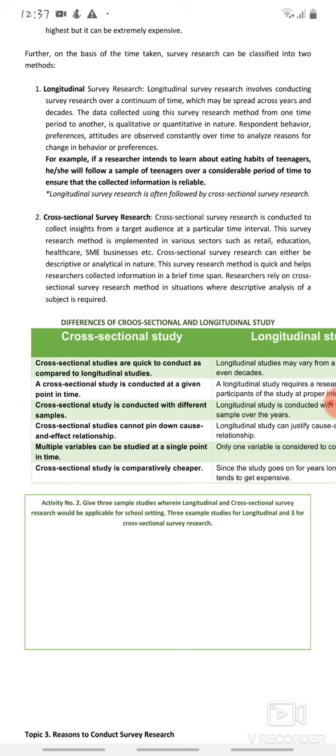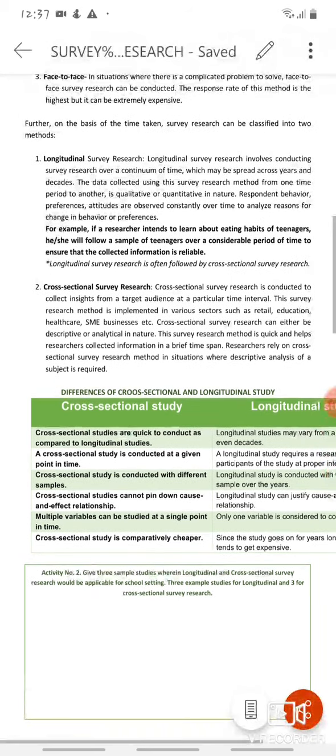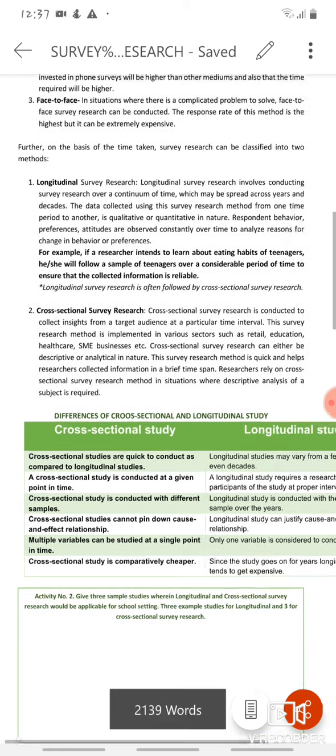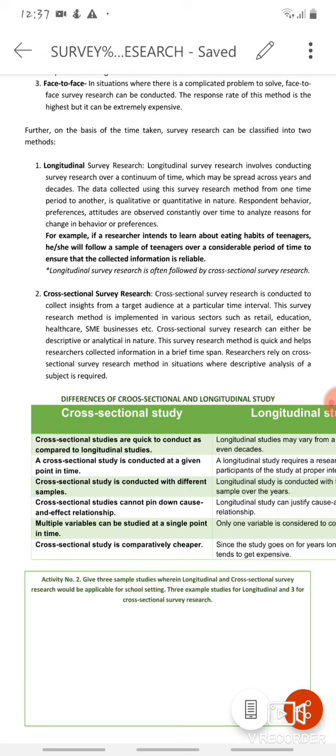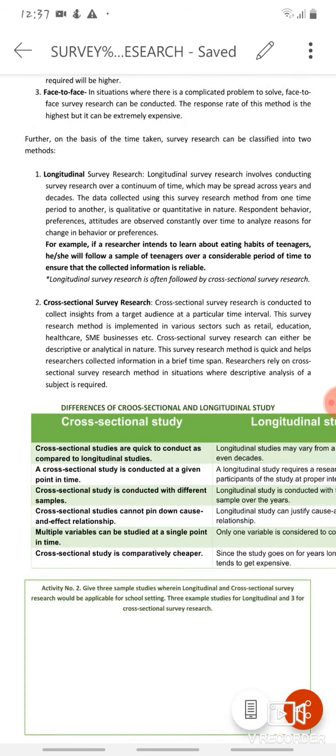So when we say longitudinal, it means that you're going to follow the development of our research participants. So when we say these teenagers, all the years that they are teenagers, you're going to collect the data from them. For example, you're going to start with this group of teenagers when they are 13 years old until they reach 19. You're going to observe them or get information in terms of their eating habits. So sabi nga, it will take even a decade, so decades, 10 years.